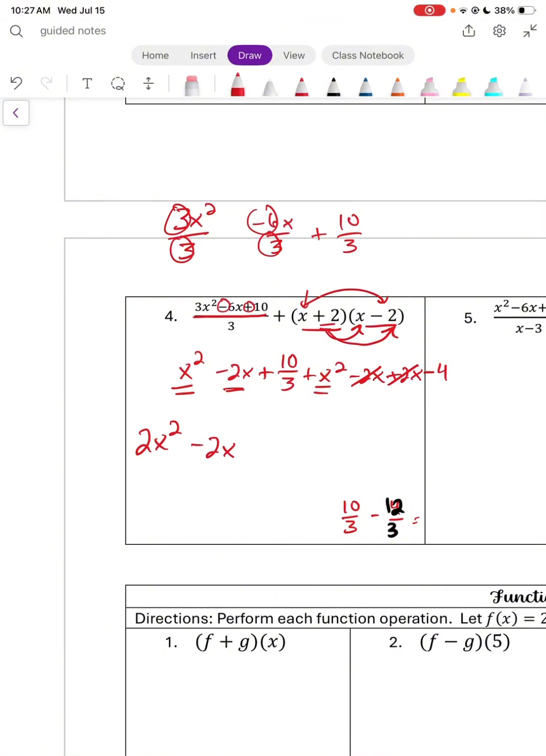Now you can subtract them. 10 thirds minus 12 thirds. When you add or subtract, things stay alike. They have to be alike, and they're going to stay alike. So 10 minus 12 is negative 2. They stay alike. They're both going to be thirds. Final answer.